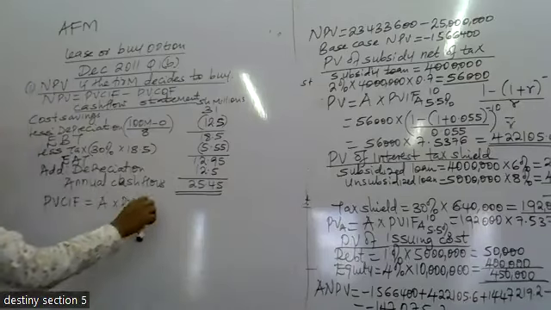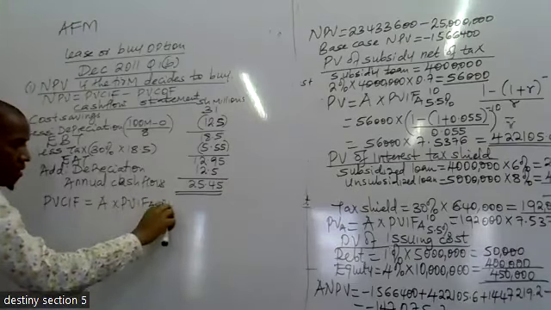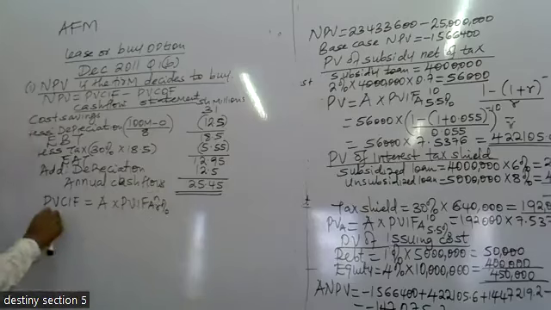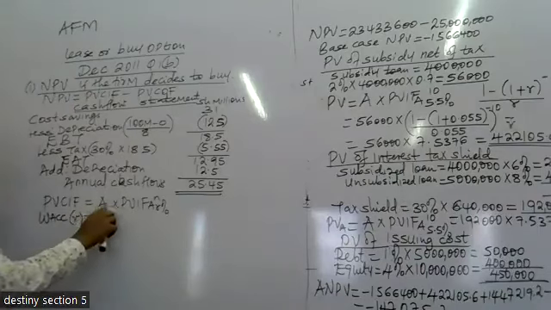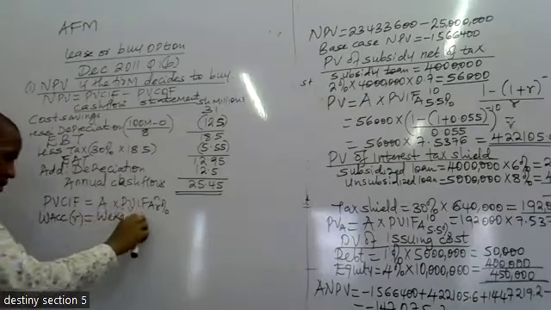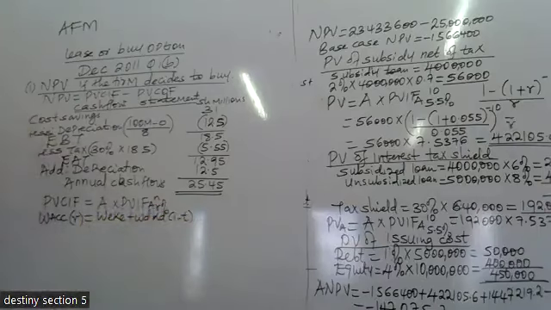So we can get the present value of cash inflow to be the annuity multiplied by the present value interest factor of annuity, that is r and n. We don't know the r, which is our WACC, our discounting rate, which we get by taking the weight of equity times cost of equity plus weight of debt times cost of debt times 1 minus tax.